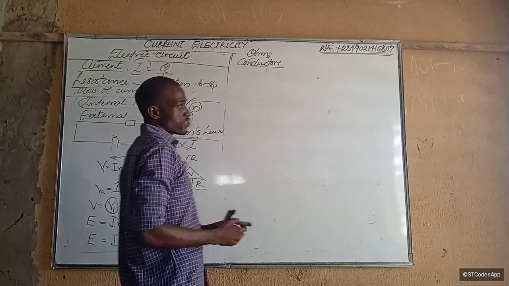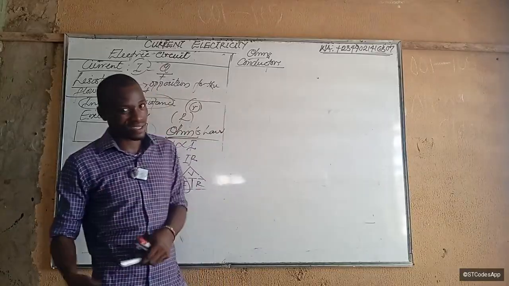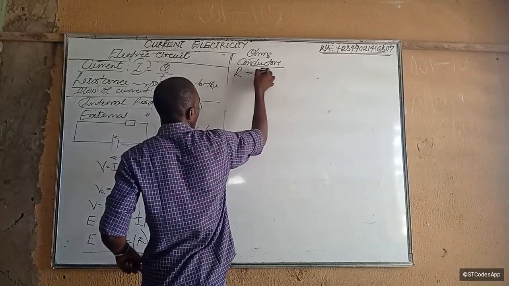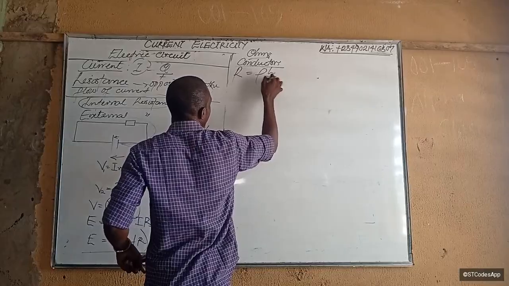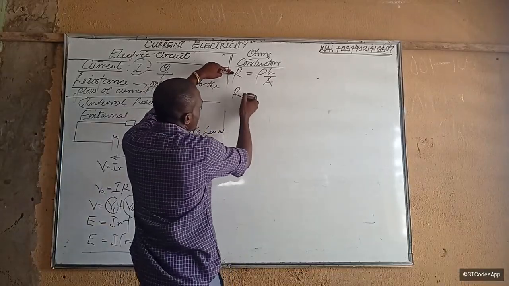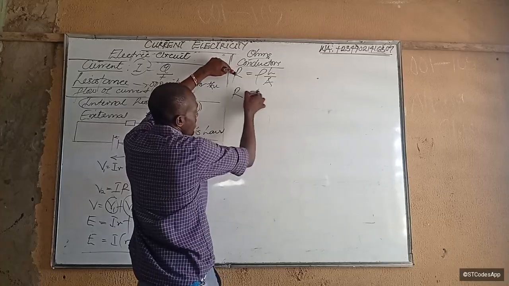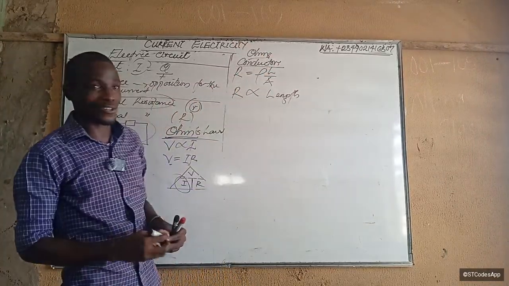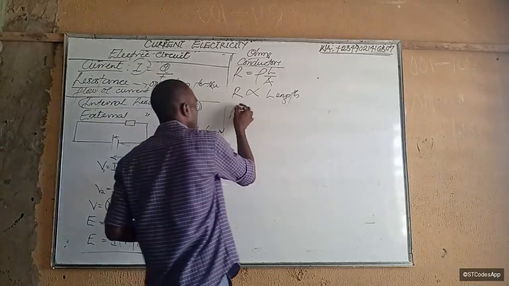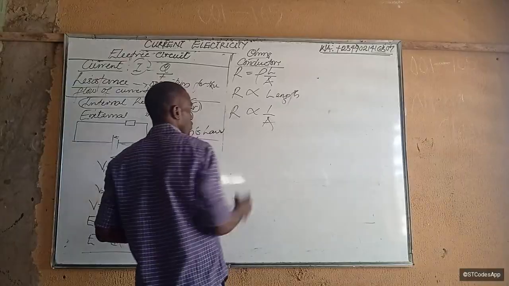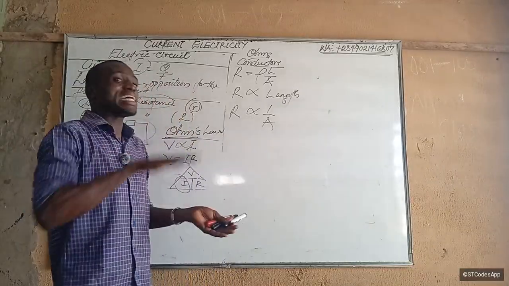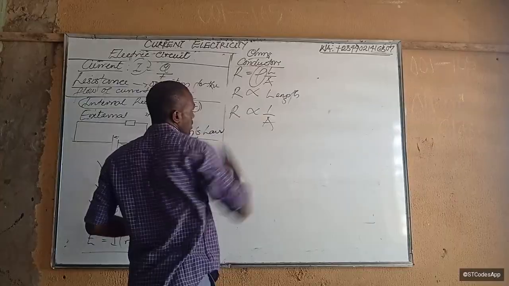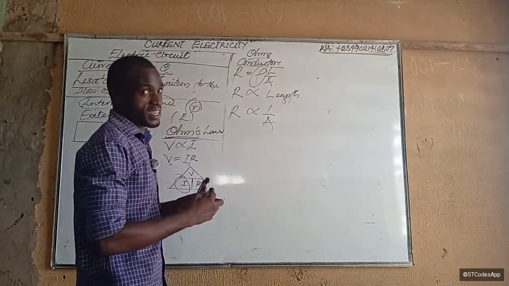From the mathematical equation that I derived for you, which I will link in the description, I already showed you that R is equal to rho L over A. This shows that resistance is directly proportional to the length of the conductor, meaning the longer the conductor, the higher the resistance. It is inversely proportional to the area, meaning the wider the conductor, the less resistance it poses. The resistivity is a constant for every material.